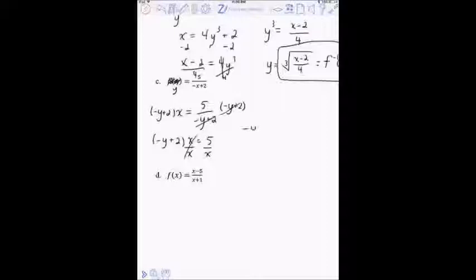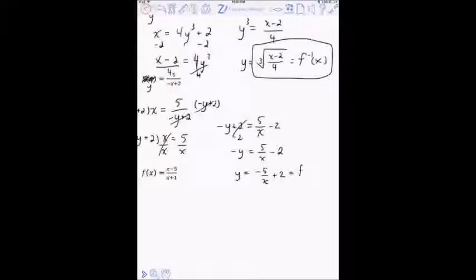So now negative y plus 2 equals 5 over x. Subtract the 2. And then divide by negative. Divide the whole thing by negative 1 to get positive y equals negative 5 over x plus 2. That equals the inverse.